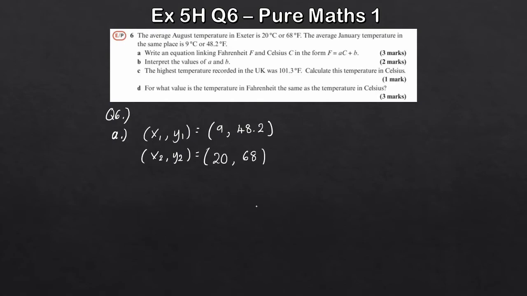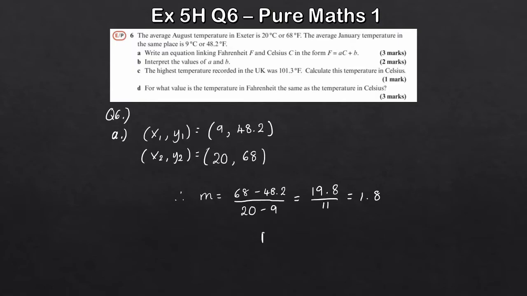Let's see if we can work out some information about it. Instantly, I'm considering working out the gradient. So m is going to be equal to 68 minus 48.2, divided by 20 minus 9. So what will that give us? Well, that'll give us 19.8 divided by 11, which works out as 1.8. So the gradient is 1.8.